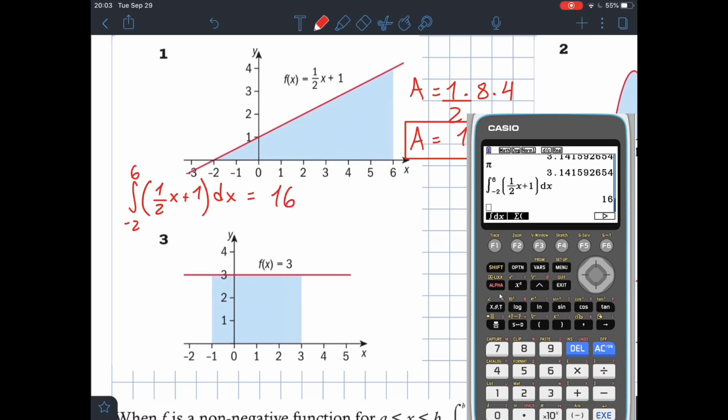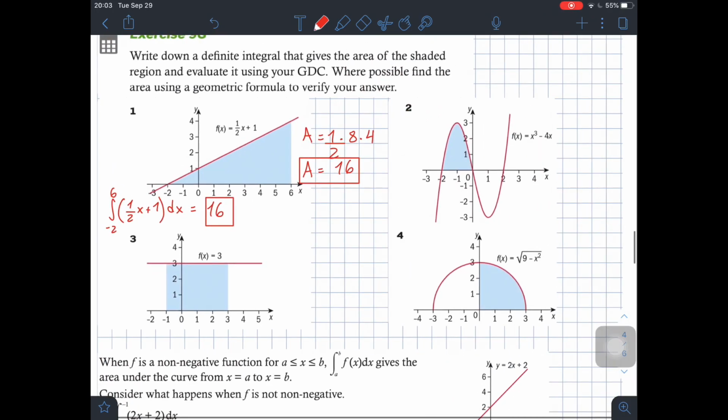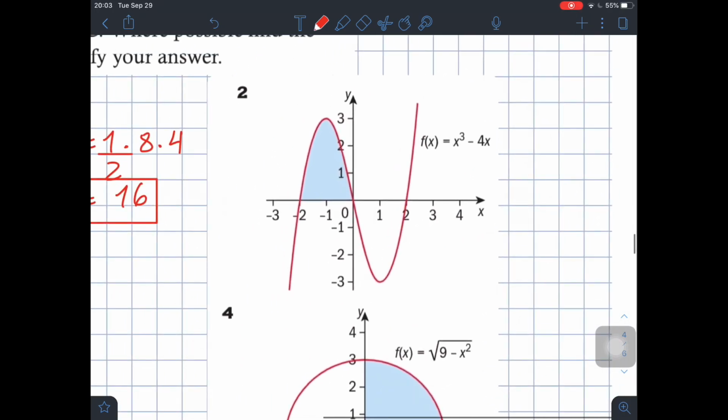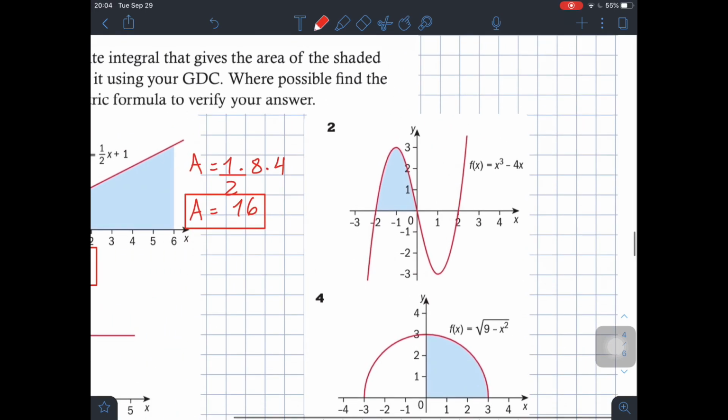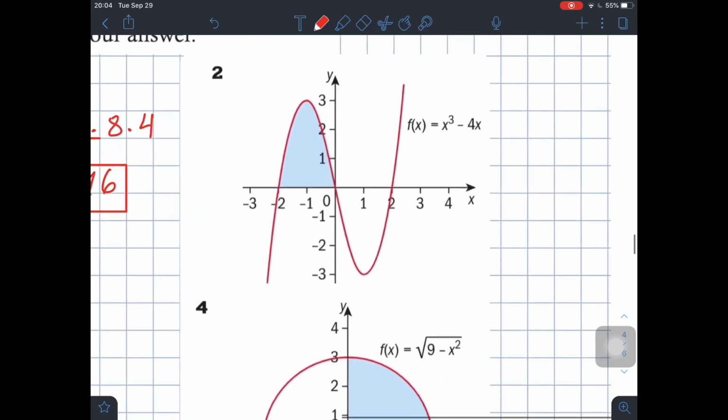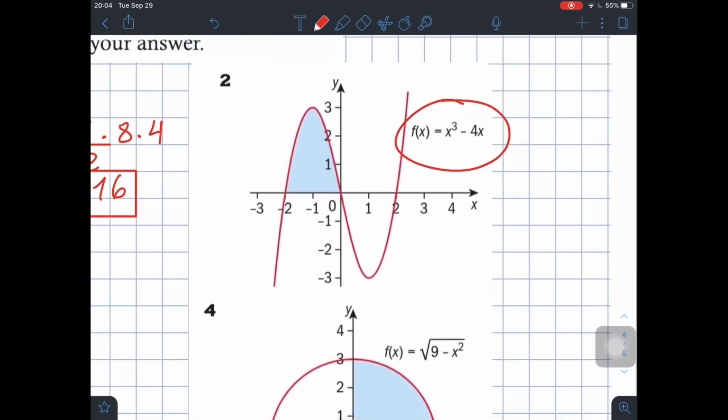Okay, so this is equal to 16. So once again, we prove that this is correct. Then if we move on to number 2, we want to find this area over here. You see that this is an irregular shape. We do not have any geometrical figure that resembles this blue region over here. So to find the area, we would just use our GDC and find a definite integral for this expression.